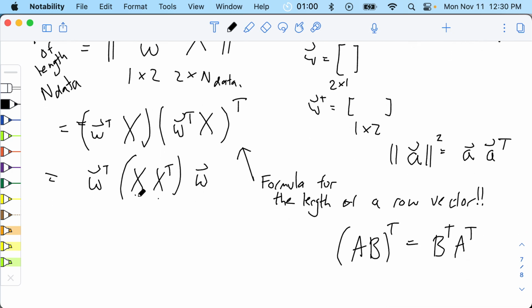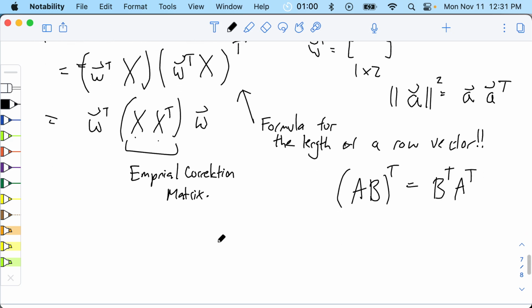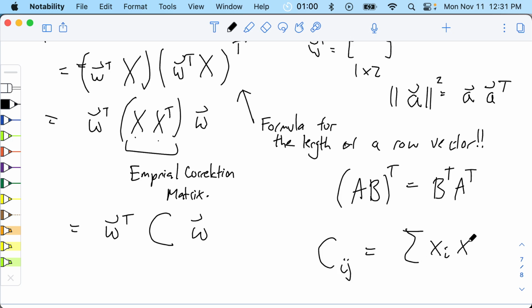This matrix x times x transpose is called the empirical correlation matrix. Some of you on Project 1 decided to print me a 100 by 100 empirical correlation matrix that took up the whole page. Here it's a 2 by 2 matrix. So this is w transpose times the empirical correlation matrix times w. Let's call it C. And so this matrix C_ij is the covariance. It's the sum of x_i x_j over all your data.